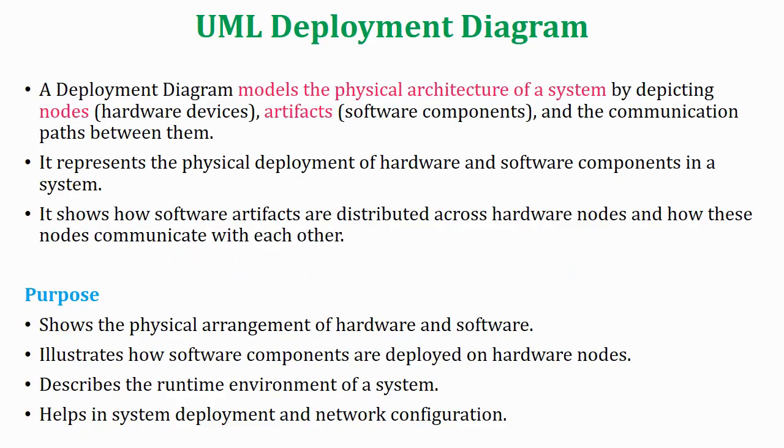The deployment diagram models the physical architecture of the system by depicting the nodes, that is the hardware devices, and artifacts, that is software components, and the communication paths between them. It represents the physical deployment of the hardware and software components in a system. It shows how the software artifacts are distributed across the hardware nodes and how these nodes communicate with each other.